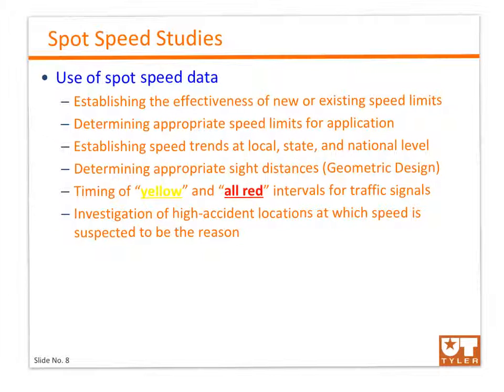We also need spot speed studies for designing the timing of yellow as well as all-red intervals for traffic signals, as well as in the investigation of any high accident locations. Whenever we have a location or an intersection that repeatedly has a bad history of accidents, we have to do a spot speed study to see if the speed is really the true reason behind having that high percentage of traffic accidents at that location.